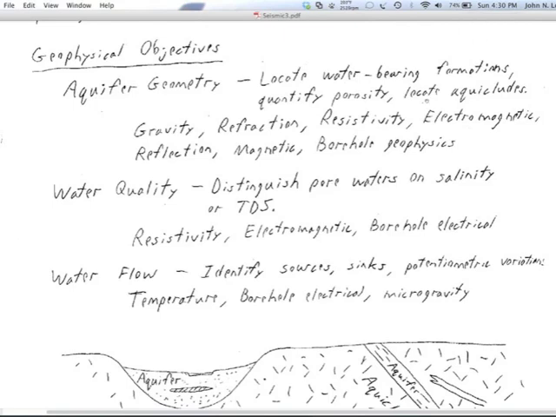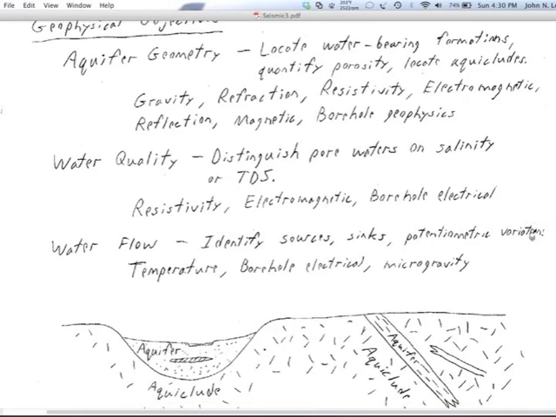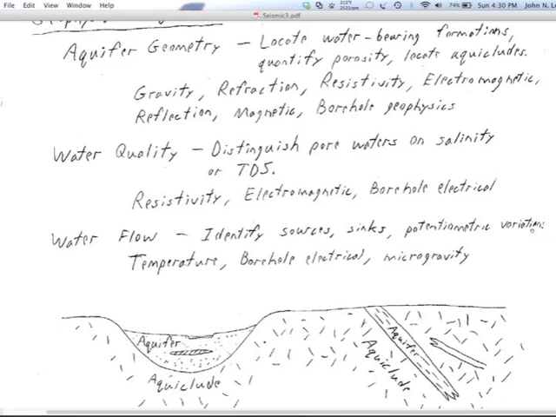So what can we get out of geophysics? What are some objectives that we can try to solve with our geophysics? There's aquifer geometry. We can locate water-bearing formations. We can, in some cases, quantify their porosity, and we can locate aquicludes or aquitards, which are the traps and seals that prevent or hinder the movement of water.